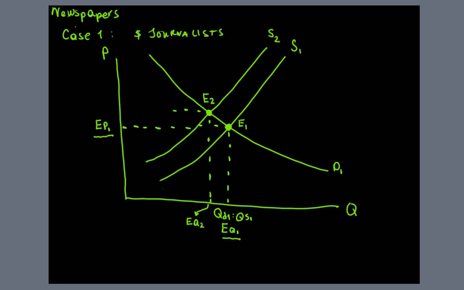And if the way that I got to equilibrium 2 doesn't make sense, I'm happy to talk about it in office hours. So again, the supply curve has shifted to the left because the supply of newspapers has decreased as a result of the journalist's salary going up. And so we have a new equilibrium. And as a result of that new equilibrium, the equilibrium quantity of newspapers has decreased and the equilibrium price of newspapers has increased. So that is case 1.